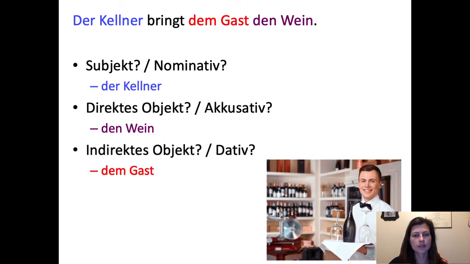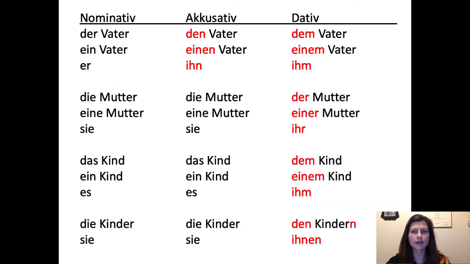And then what's the indirect object in the dative? Dem Gast. It is the guest who is indirectly receiving the action. And then we have a little summary of some articles, right? So dem Vater, einem Vater, der Mutter, einer Mutter, dem Kind, einem Kind, and then the dative plural, den Kindern. So it's important to be able to recognize all of these different articles because they will indicate this is an indirect object, and so that will change how you translate things.